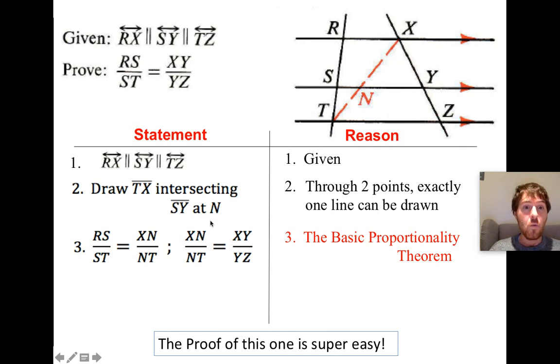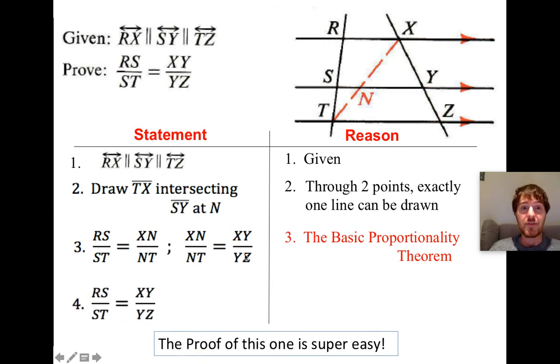We can also say, here's XN and NT. We're repeating XN and NT because XN and NT is a side of another triangle where this line NY is also going to divide those two sides proportionally. So we also know that XN to NT equals XY to YZ. Those would be a common ratio between those two sides, so it's in a proportion, okay? By the basic proportionality theorem, this ratio equals that ratio, and that ratio, back over here, equals another ratio. So that means this ratio would have to equal this other ratio over here.